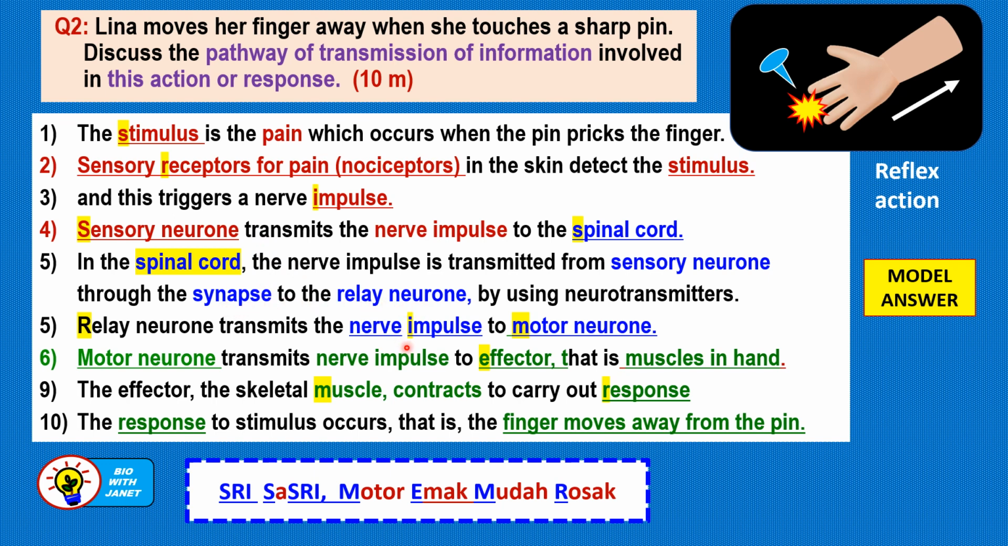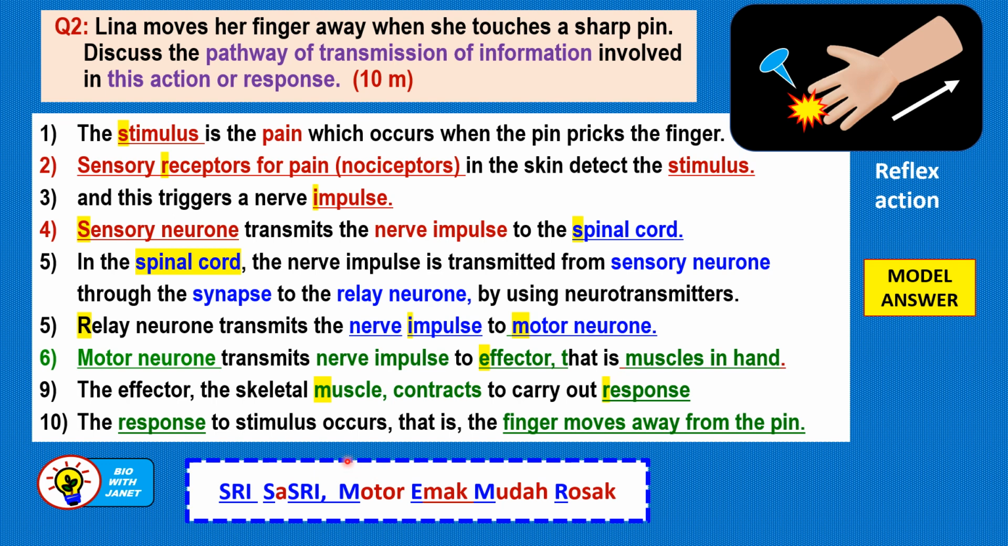Now, the relay neuron then transmits the nerve impulse to the motor neuron. Then the motor neuron transmits the nerve impulse to the effector, that is the muscles in the hand. Now the effector, which are the skeletal muscles in the hand, contract to carry out the response, and the response to the stimulus occurs, that is the finger will move away from the pin. We have to mention what the response is. Okay, so altogether 10 marks for this answer.